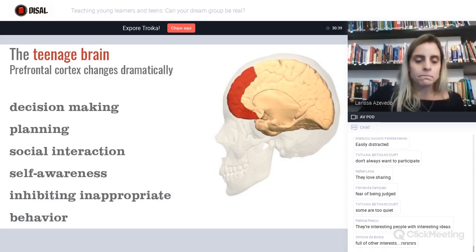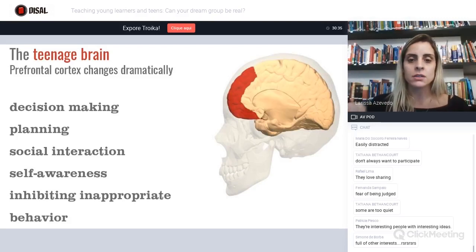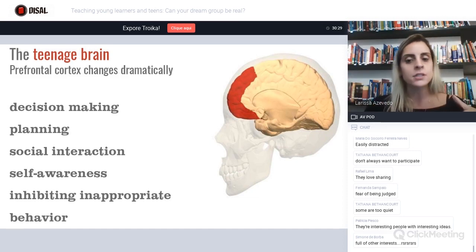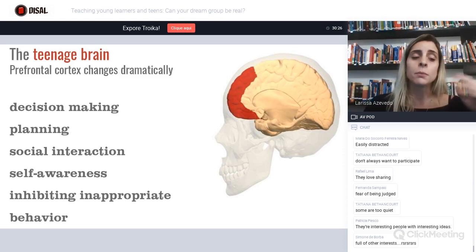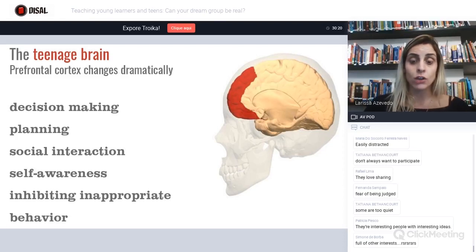Talking again about the teenage brain, let's take a look at what happens in their brains during adolescence. So the human brain is under development throughout the whole period of adolescence. The prefrontal cortex, this red part you can see in the picture, is changing all the time. And not only is it changing in shape, but also the amount of gray matter is being adjusted. So things get really unstable during this period.